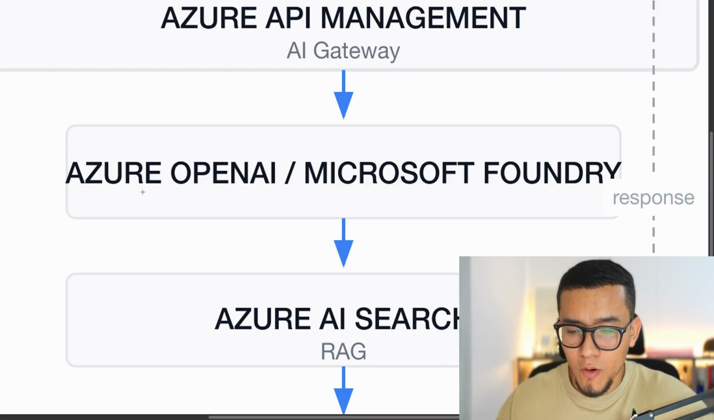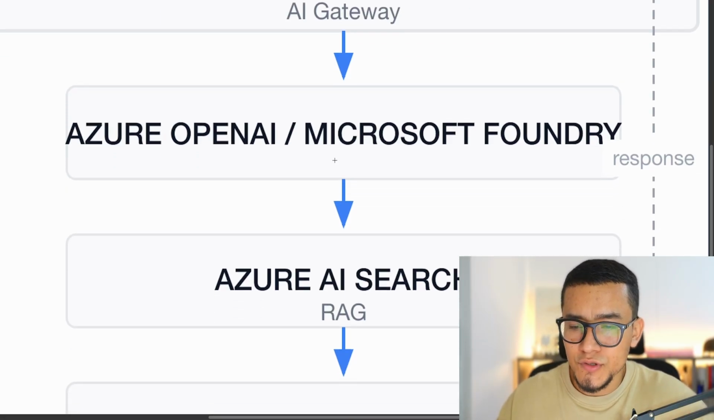Behind APIM, you have your OpenAI models inside Microsoft Foundry. So in production, you will usually have multiple deployments. You can have one large model like GPT-5 for heavy reasoning tasks and a smaller one like GPT-5 mini for lighter workloads and classification. And also you may have a text embedding deployment. It can be a large or a small one, for generating the vectors that your AI Search index will use.